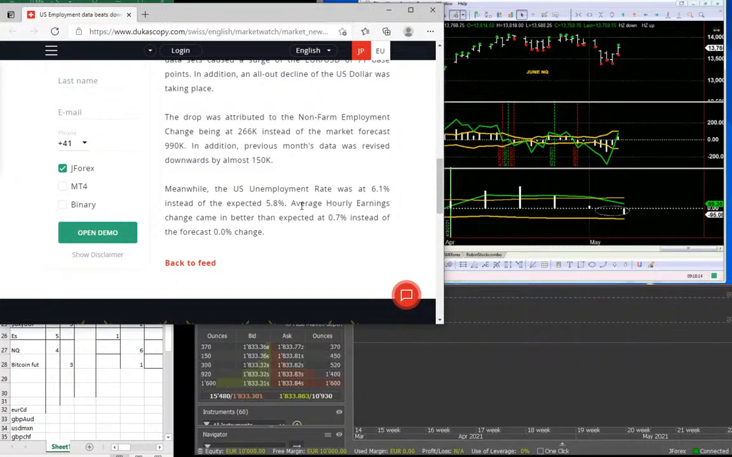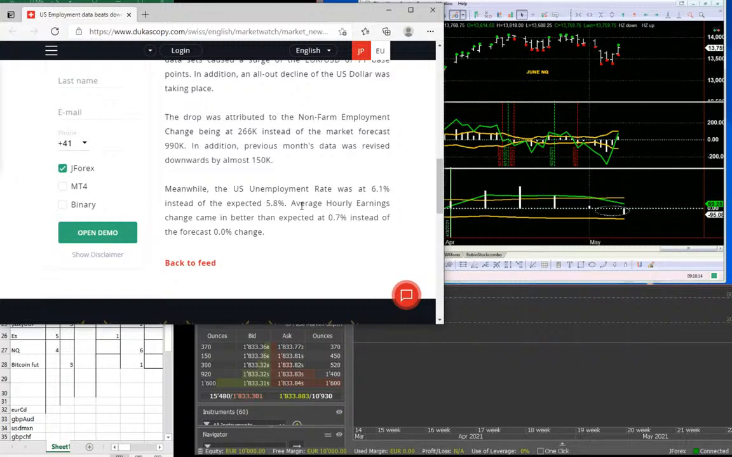It says, meanwhile, the U.S. unemployment rate was 6.1 instead of the expected 5.8. This is the way Mr. Biden is going to try to raise his taxes. And it's still not going to work, but that's okay. All right, so there we are.